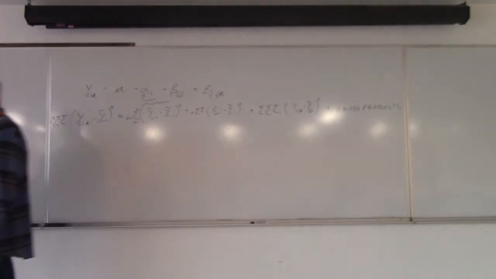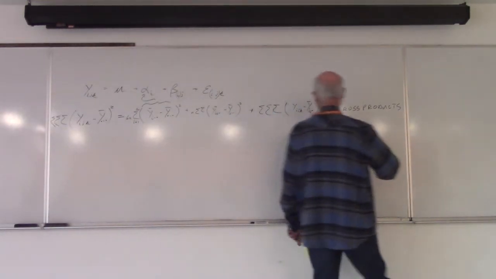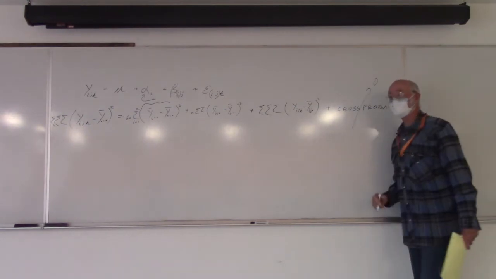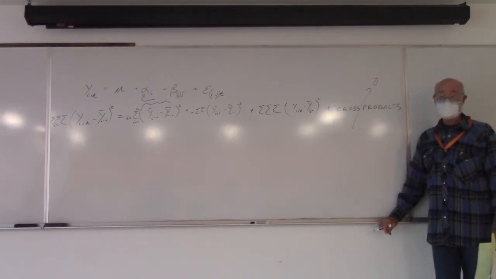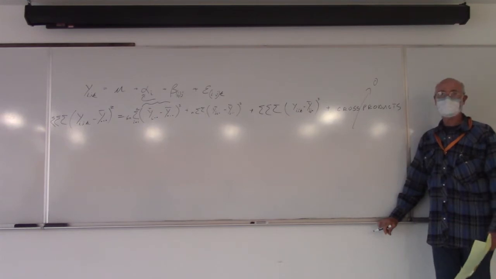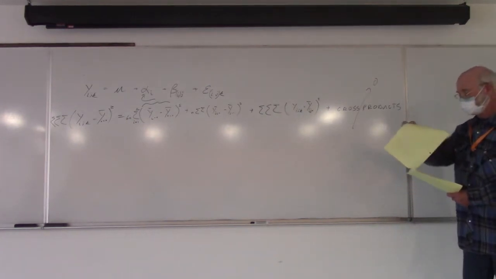But we've made these assumptions about independence. So all cross products, if our assumptions are true, all those cross products equal 0. If the assumptions are not true, that's no longer the case. All right? So the assumptions are important. The reason the assumptions are there is so that we can get rid of the cross product terms.